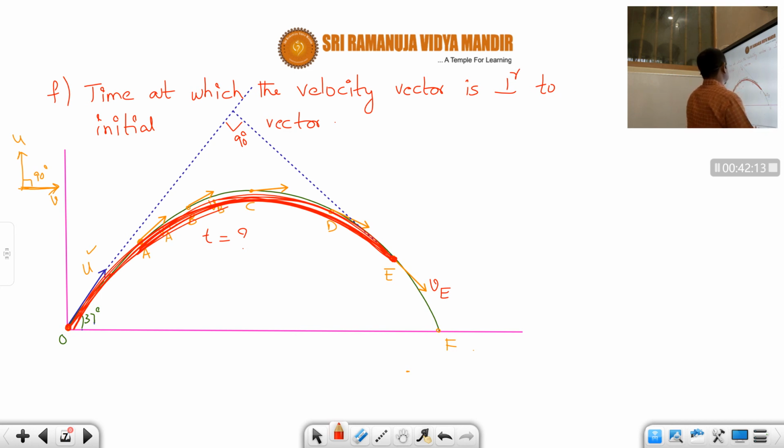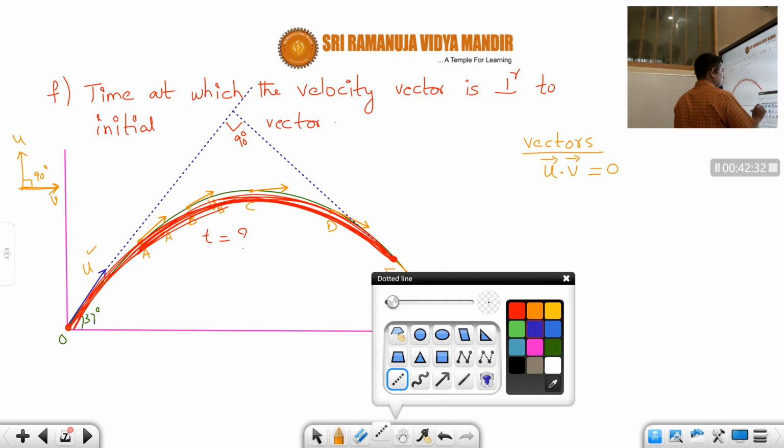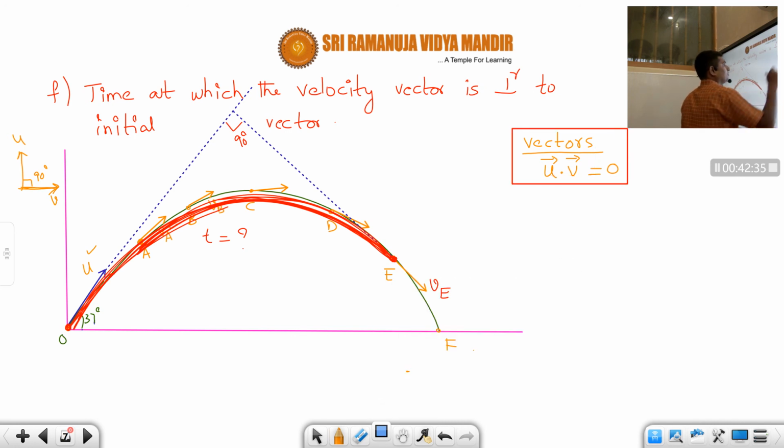Here one important point is that from vectors we know if two vectors, let us say u and v, are perpendicular, then the dot product of those two vectors must be equal to 0. Correct or not, students? This is the concept we are going to apply here. So we just saw that the initial velocity and the velocity at E are perpendicular at some point. So now write down the vector form.